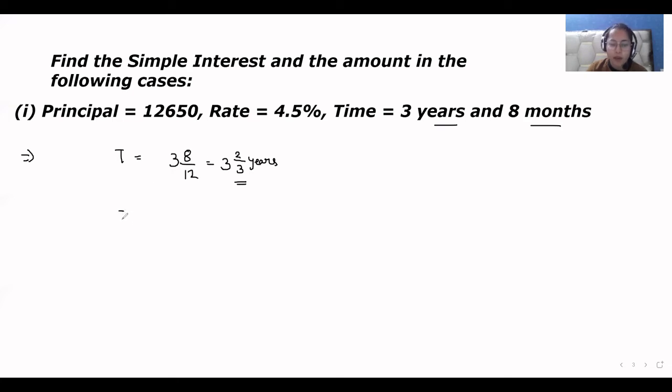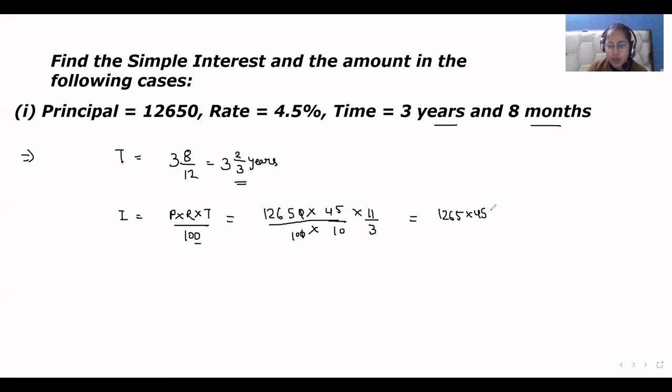So what was our formula? Interest is equal to principal into rate into time over 100. The value of principal is 12,650. The value of rate is 4.5, so we can write it as 45 over 10. And our time is 11 by 3. And our 100. So we'll first eliminate the number of zeros. Now what is left?